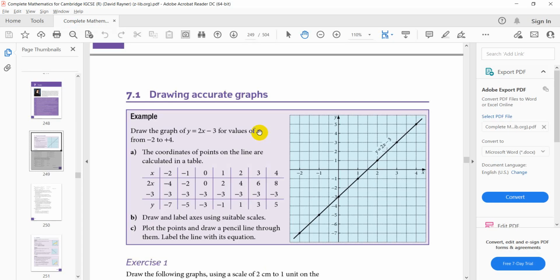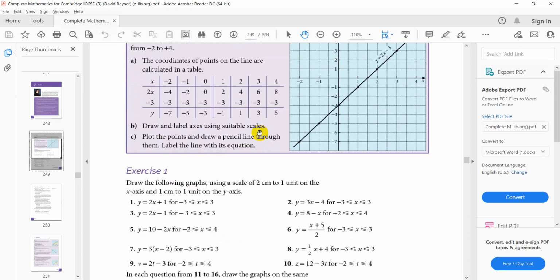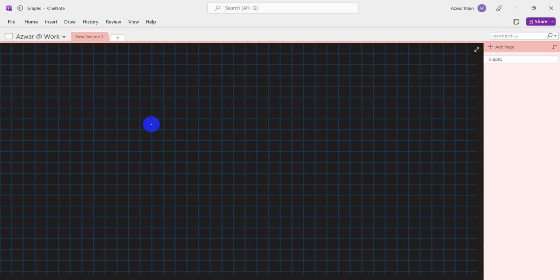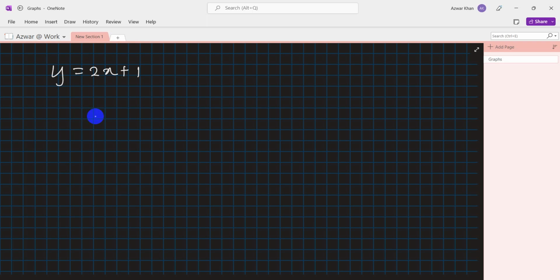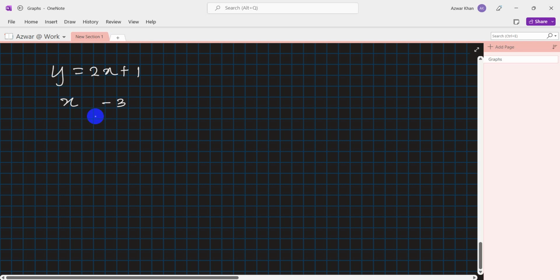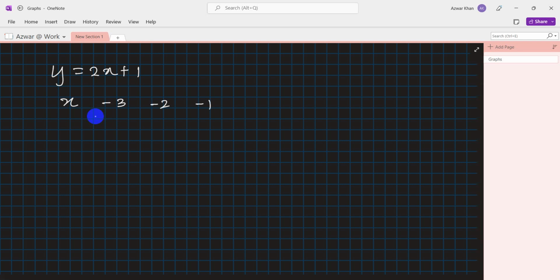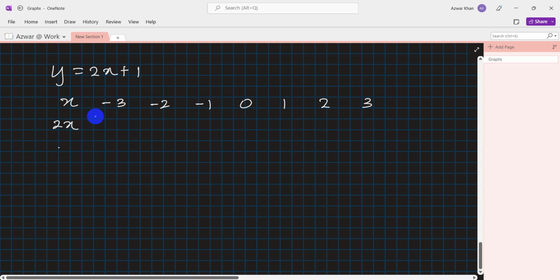Let's take a different question from the exercise. Y equals x plus 1. So I'm going to draw y equals x plus 1 with the given range, that is minus 3 to plus 3. So my x values are minus 3, minus 2, minus 1, 0, 1, 2 and 3. So the right side of my equation is 2x plus 1, and finally I can derive my y values.